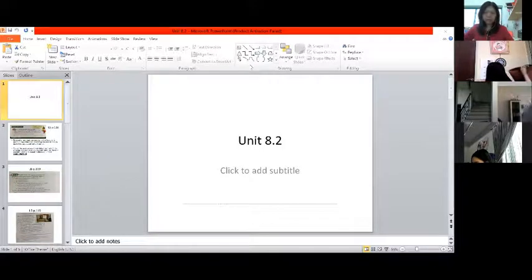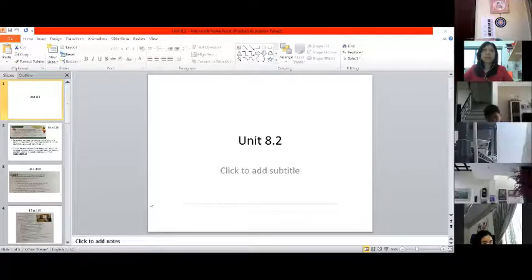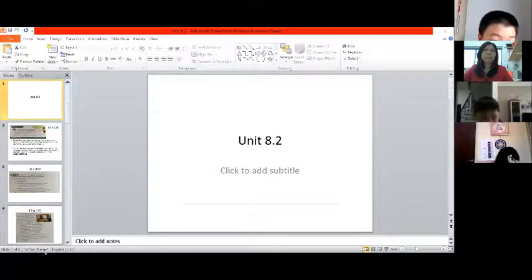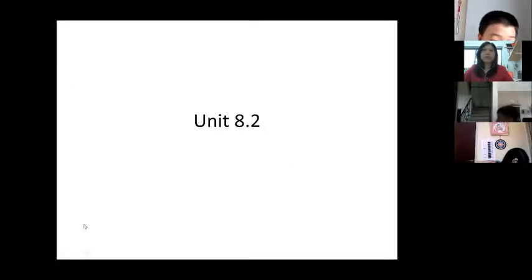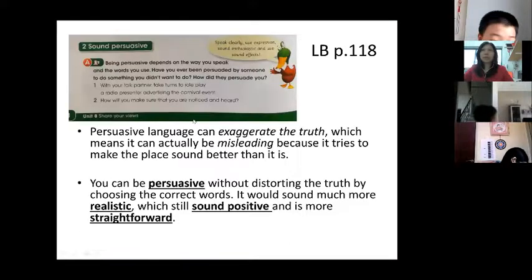Unit 8.2, page 118. Can you all see my share screen? Can you all see it? Please reply to me. Yes, Miss. Okay, thank you. There you go, Unit 8.2. We will start from Learner's Book, page 118, okay?